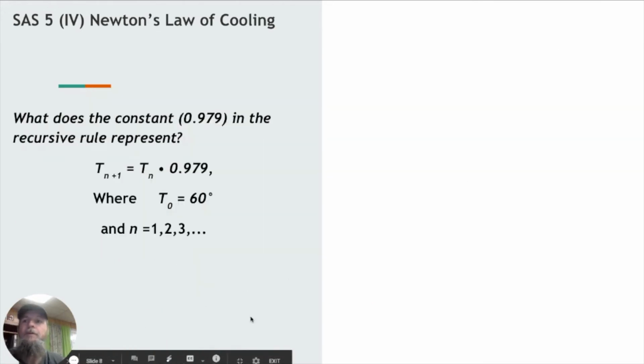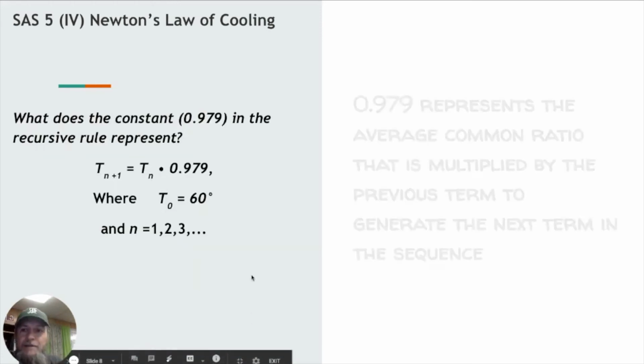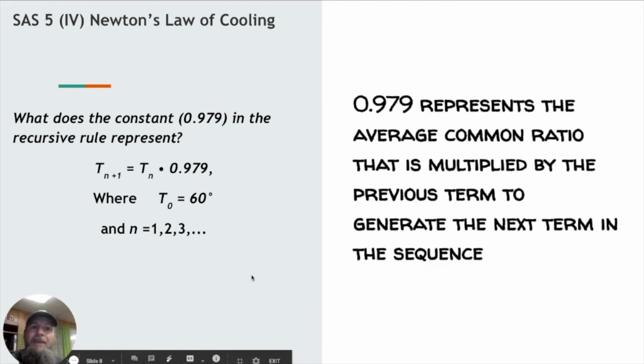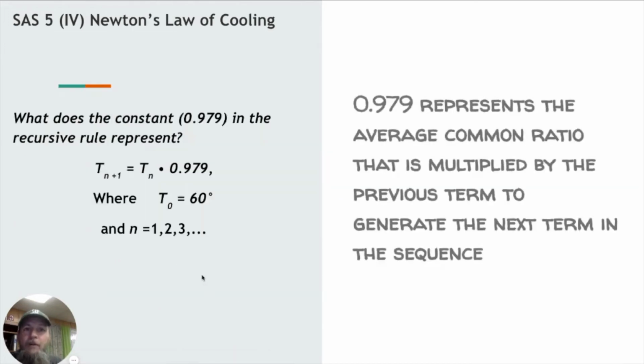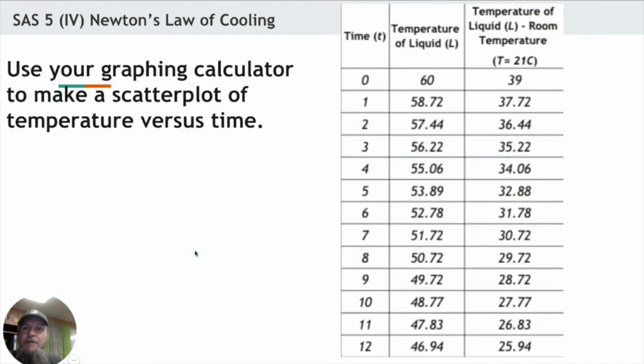All right, so what does a constant 0.979 in the recursive rule represent? Obviously, it represents the successive ratio, or the average common ratio that's multiplied by the previous term to generate the next term in the sequence. So if we go back to this table, if we were to add all of these up and then divide by 12, that's where we get this number, the average common ratio, okay? Multiplied by the previous term, it generates the next term in the sequence.